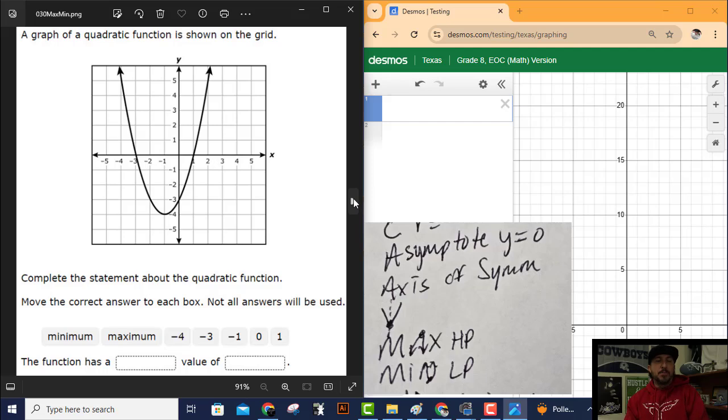All right, here's another one. Complete... move the correct answer... I see the word minimum and I see the word maximum. I have no idea what to do, but I look at this graph. Is that a highest point or a lowest point? That's a lowest point. LP is on minimum. So I'm going to put minimum right there.